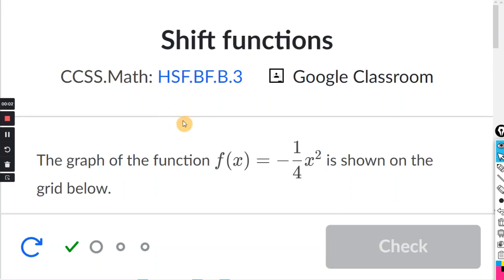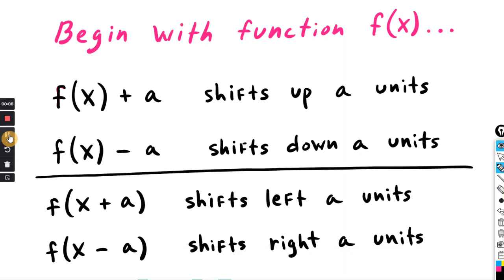This will be for the exercise on shift functions. Just some notes before we begin. Let's say we begin with a function f of x. If you take f of x and you add a, that shifts the function up a units. You'll see examples of that in a moment.